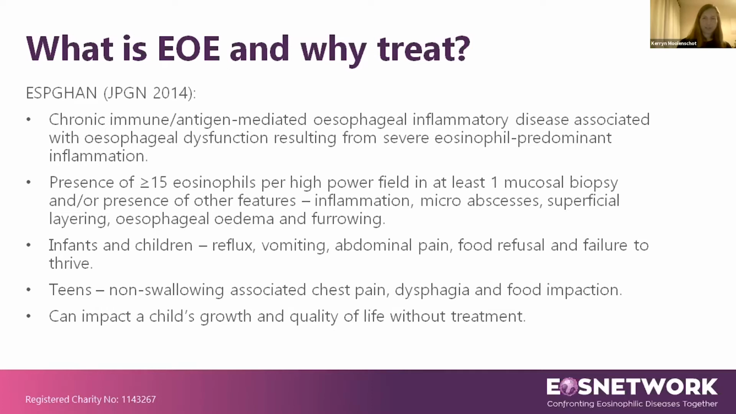And also when they're doing the scope, they may actually see changes in the esophagus. Normally the esophagus is nice and smooth and pink and looks healthy. But in EoE, you might see inflammation, like redness, abscesses, changes in the layering of the skin, so it might have different patches of tissue. And also edema, so puffiness in the esophagus itself, and furrowing. So you may see lines going down the esophagus or rings going down the esophagus.